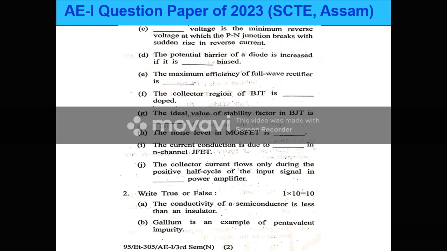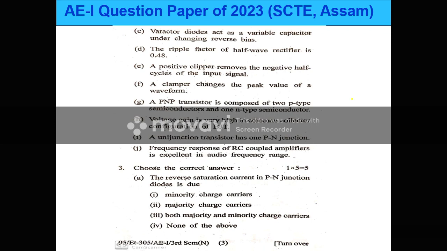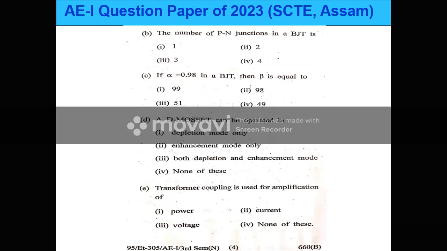Next is question number 2, write true or false. Here also there are 10 questions, 10 marks. We will discuss them one by one later. Question number 3, choose the correct answer. Here there are 5 questions, 5 marks. So in total 10 plus 10 plus 5, 25 marks are there in the first section, that is Section A. So this is the question.